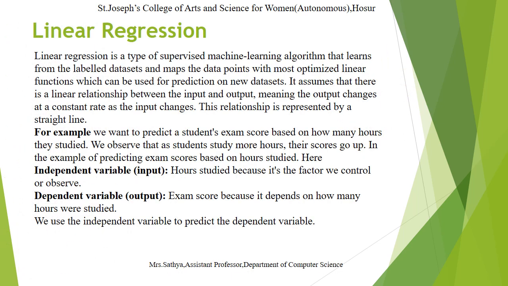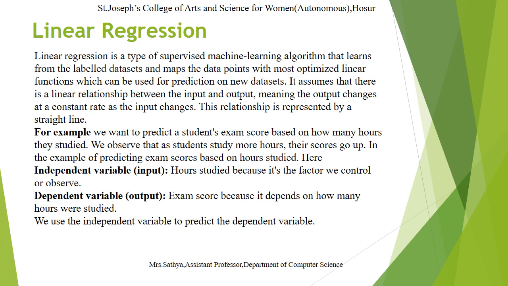Linear regression. Linear regression is a supervised machine learning algorithm. That means it learns from labeled data. Its main purpose is to predict continuous numerical values. Continuous values are things like marks, salary, house price, temperature, and so on. For a simple example, it can be defined like this.